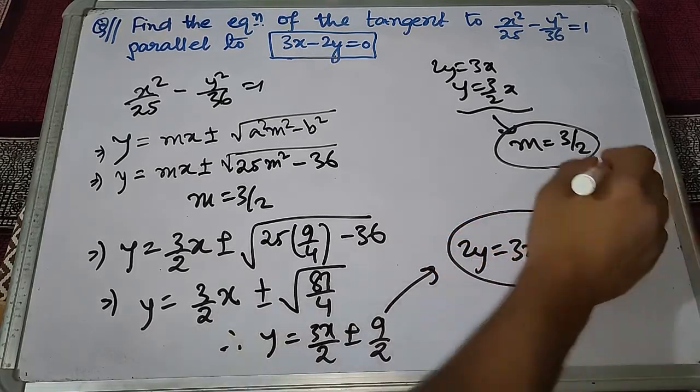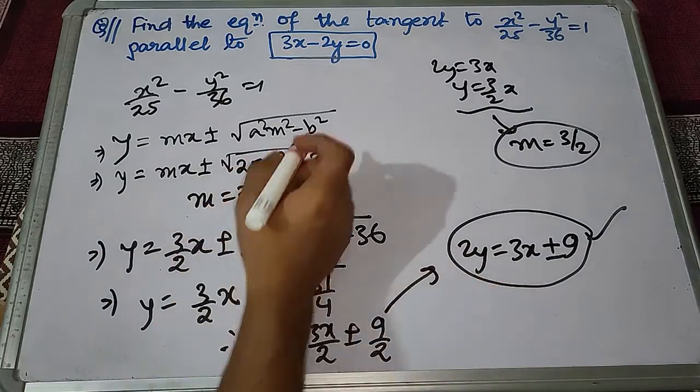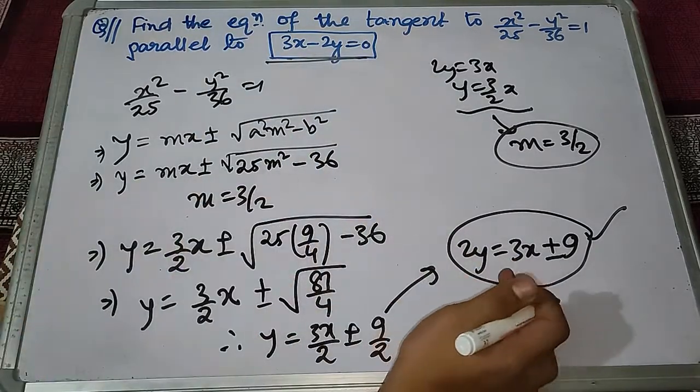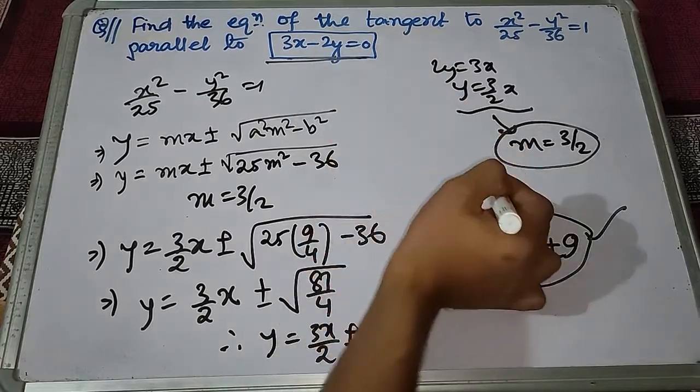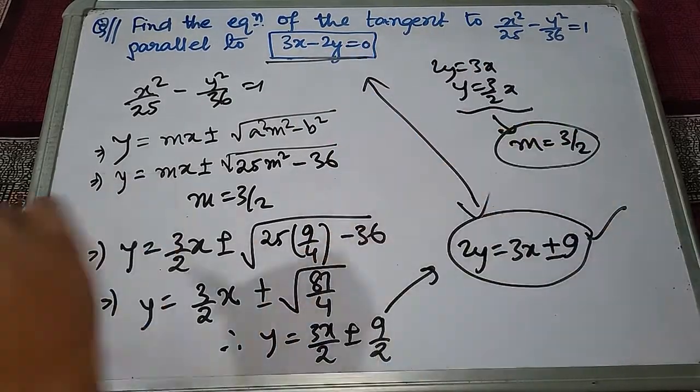This is your equation of tangent parallel to this line. You can see y equals 3 by 2 x if you divide by 2. Therefore, the slope of this and this are equal, and this is the equation of tangent.